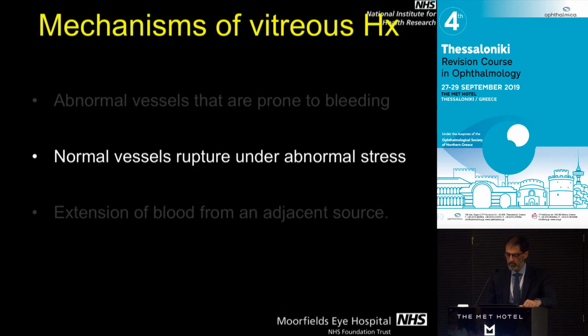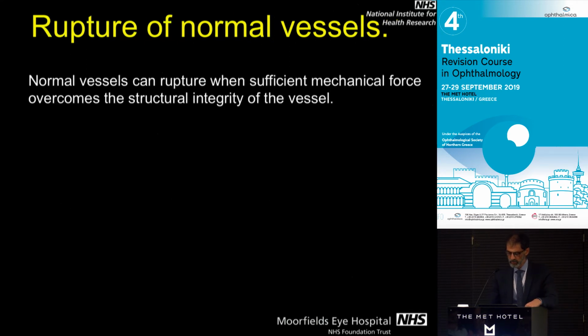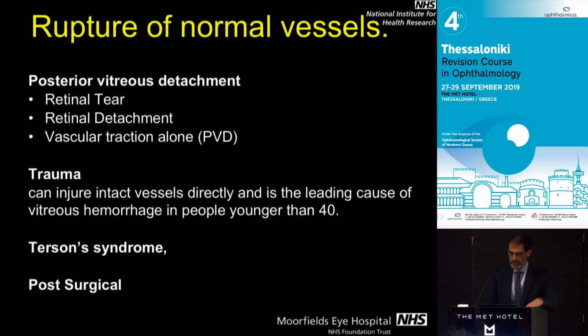The second one is normal vessels which rupture under abnormal stress. They can rupture when there's sufficient mechanical force, and this is retinal tears. We're most familiar with that. Then retinal detachment, which goes with the retinal tear, and vascular traction alone from posterior vitreous detachment.